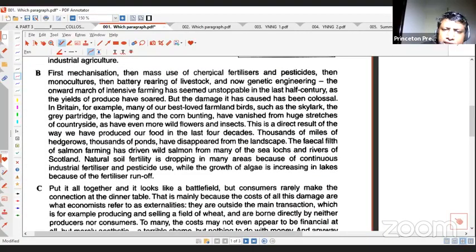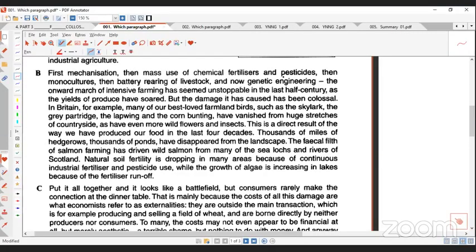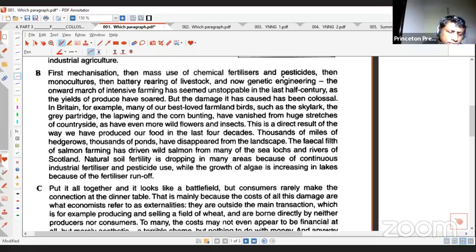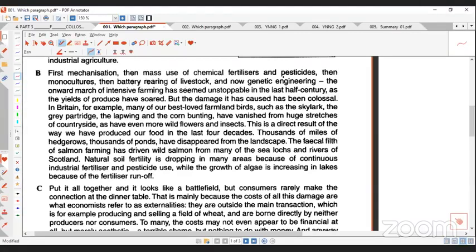Anybody who would like to read? Mr. Rabbi, you want to read? Yes, sir, of course. First, mechanization, the mass use of chemical fertilizers and pesticides, then monocultures, then battery rearing of livestock, and now genetic engineering. The onward march of intensive farming has seemed unstoppable in the last half century, as the yields of produce have soared. The damage it has caused has been colossal.